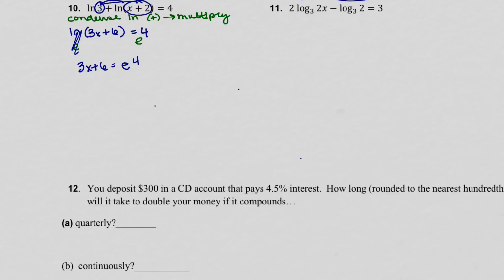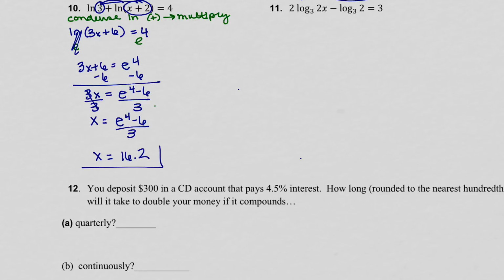And I'm trying to isolate my x, so I'm going to use my inverse operations, again working my way through that. So I've got e to the 4th minus 6. It's almost by itself, but I've still got that 3 multiplied to it, so that divides to get rid of it. And I've got e to the 4th power minus 6, all of that divided by 3. And all of that can be put in your calculator very easily. And you will come up with 16.2.